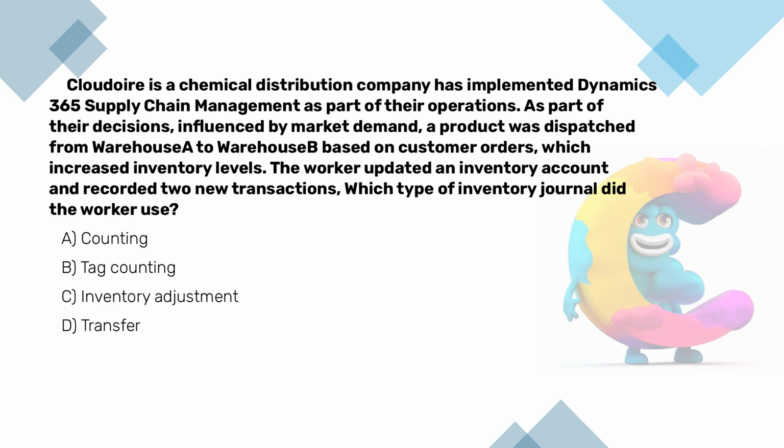We are a chemical distribution company and have implemented Dynamics 365 Supply Chain Management as part of our operations. As part of our decisions influenced by market demand, a product was dispatched from warehouse to warehouse based on customer orders, which increased inventory level. The worker updated an inventory account and recorded 2 new transactions. Which type of inventory journal did the worker use?